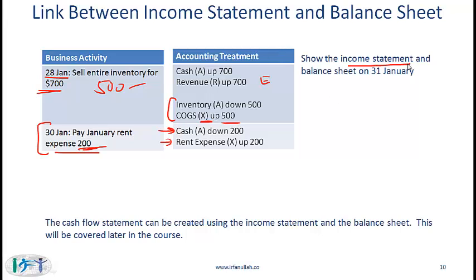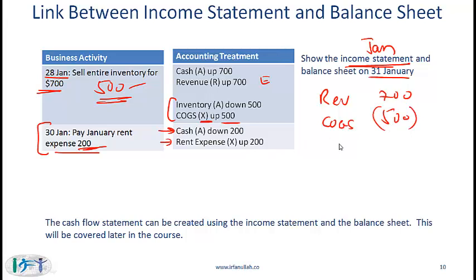You need to now show the income statement and balance sheet for 31st January. The income statement obviously is for the full month of January. On the income statement, we first show our revenue, which is 700. The cost of goods sold, which is the 500 worth of inventory. So cost of goods sold is 500 and your rent expense is 200. So in this simple example, the net income is 0. There obviously will not be any retained earnings or dividends in this simple example.